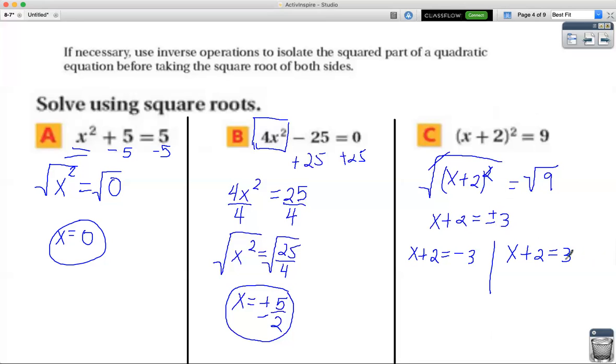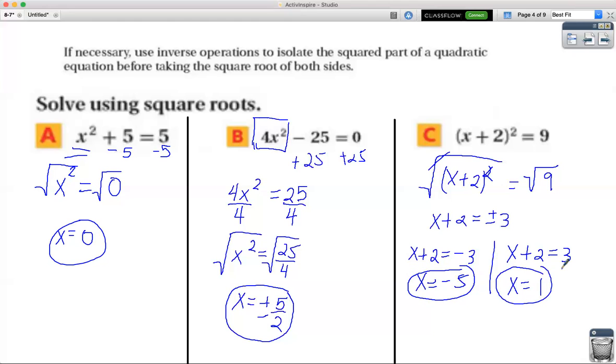So this really shows us that there are actually two answers. So let's go ahead and simplify further. Negative 3 and subtracting 2 more will give you negative 5. On the other hand, 3 subtracting 2 will give you a 1. So really there are two zeros and they're going to be negative 5 and positive 1.